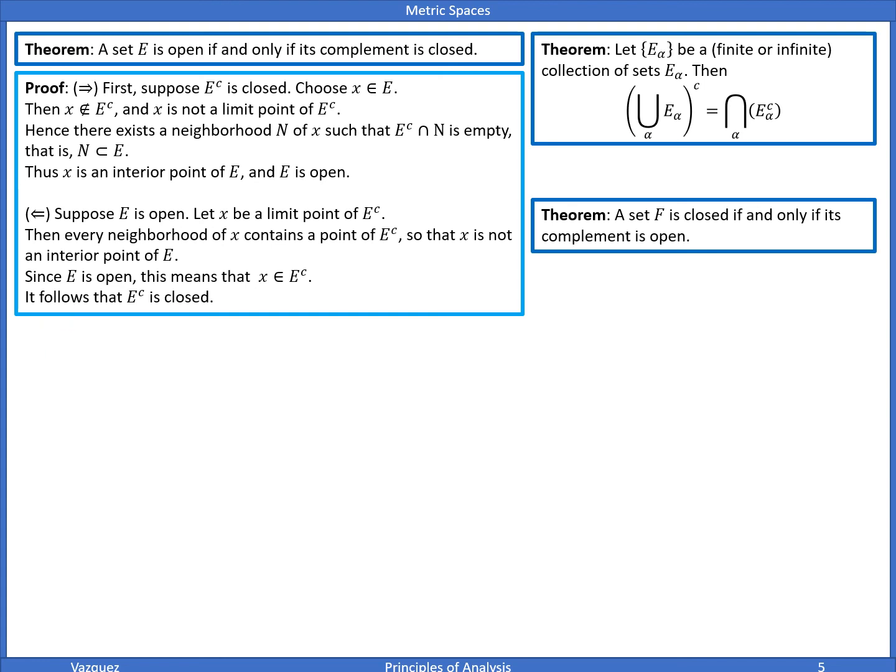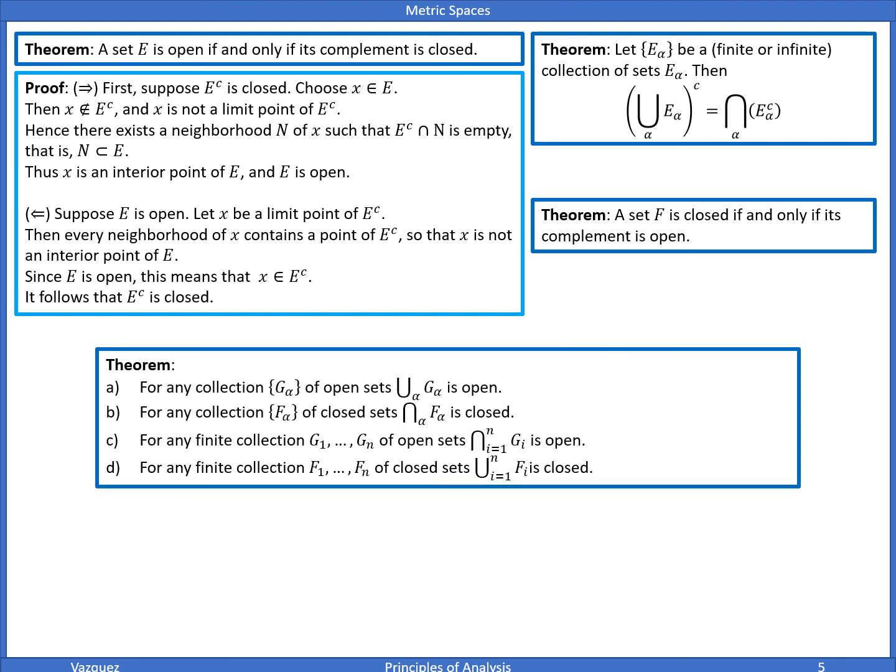So up next are pretty important theorems you might see even in a topology class. But again, I'm omitting the proof. You can go ahead and look for the proofs. Shouldn't be too hard, and they're not long either. But here, I just want to make an important distinction. Just going over them, A says for any collection G sub alpha of open sets, the union of all those sets is open. For any collection F sub alpha of closed sets, the intersection of all those sets is closed.